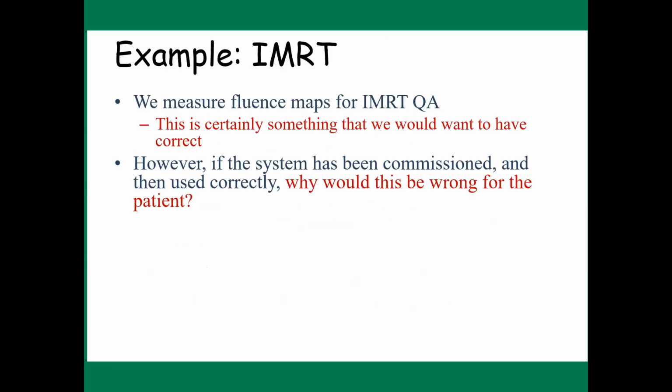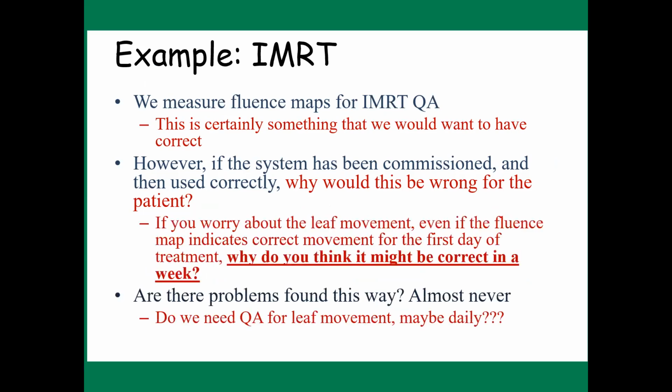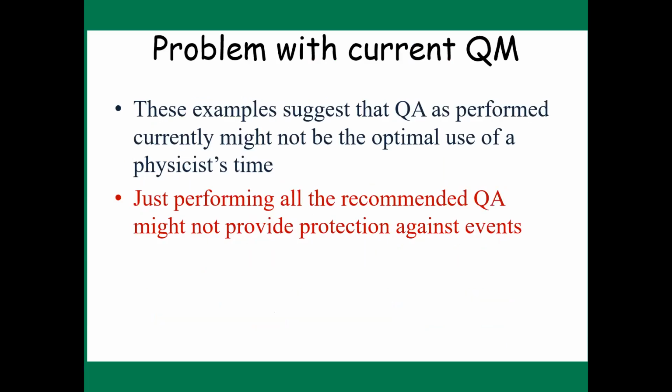Example, IMRT, the fluence map for IMRT QA. This is certainly something that we would want to have correct. However, once the system has been commissioned and then used correctly, why would this be wrong for the patient? So if you worry about the leaf movement, even if the fluence map indicates correct movement for the first day of the treatment, why do you think it might be correct in a week? Are there problems found this way? Almost never. Do we need QA for the leaf movement? Maybe daily. So these are the questions one may ask themselves, or what kind of rigid QA system they can set for their organization or institute.